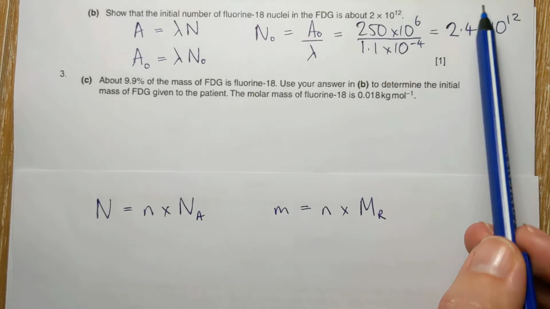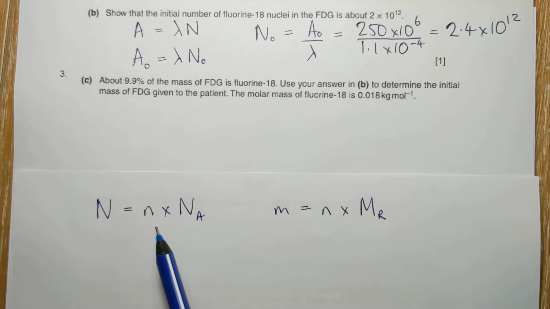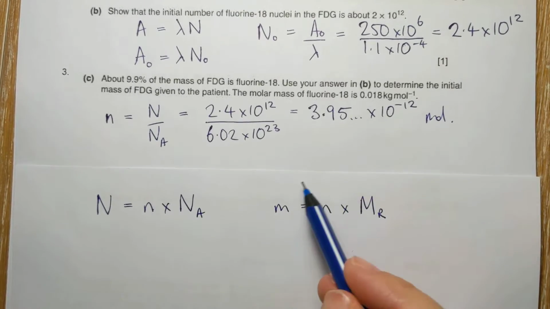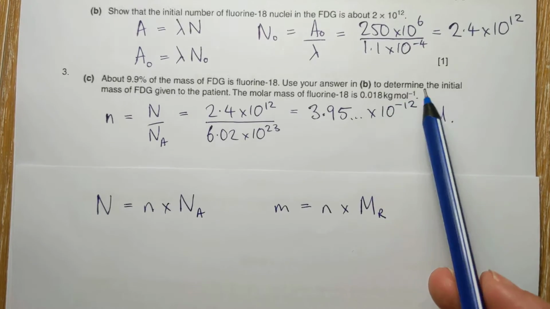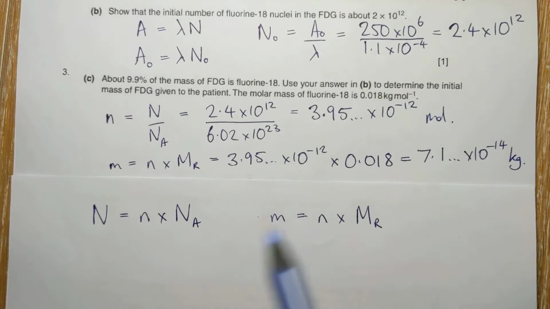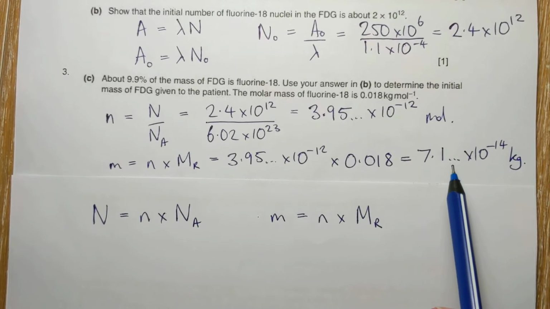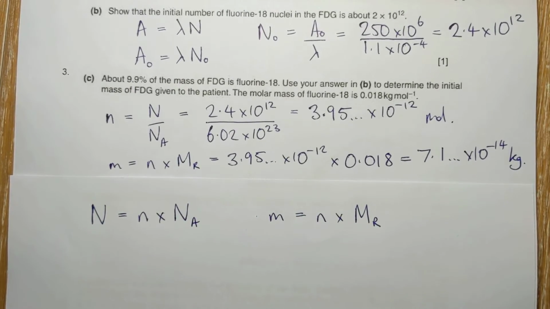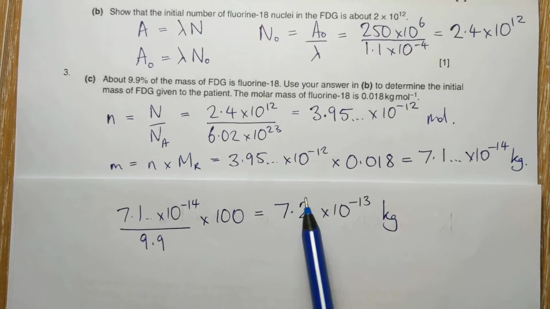So the first thing we're going to do, if that's the initial number of nuclei that we had, we're going to work out how many moles that is. And we get this very tiny number. And then we're going to use the other formula because we've been told the number of kilograms per mole. So this is the mass of fluorine 18 that we have at the beginning. But that is only 9.9% of the total FDG. And so this is the initial total mass of the thing that was injected into the patient.